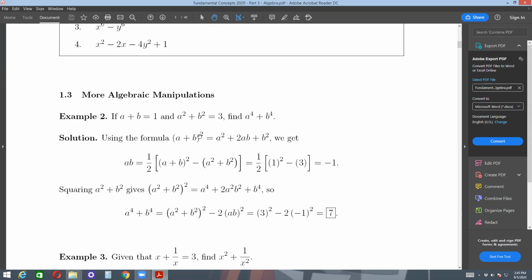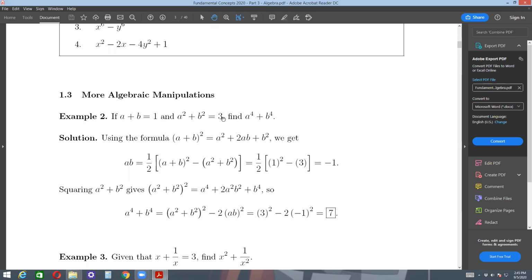And now, notice if I square this, I'll get a to the power 4 plus b to the power 4 plus 2a squared b squared, right? But I've already found what ab is, so I can substitute for ab and get my answer. So when I square that, I get this, and I make a to the power 4 plus b to the power 4 the subject of the formula, and then substitute for the information that I have. So I get my answer there. This is a very useful technique for some algebra problems, being able to manipulate things.